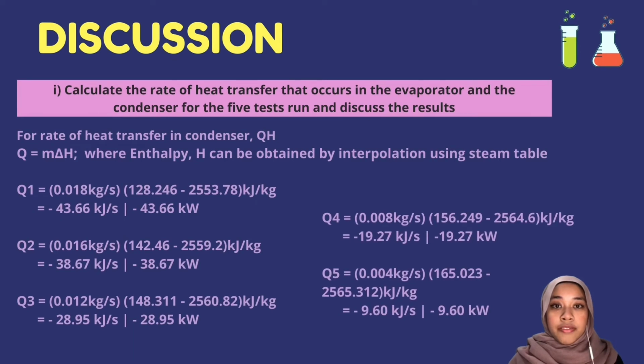Next, we will proceed with calculating the rate of heat transfer for the condenser, QH, by using the same formula Q equals m delta h. But the difference is that the flow rate of the condenser for each test is not the same. After calculating, we will get QH for test 1 equals negative 43.66 kilowatt, test 2 equals negative 38.67 kilowatt, QH3 equals negative 28.95 kilowatt, QH4 is negative 19.27 kilowatt, and QH5 equals negative 9.60 kilowatt.